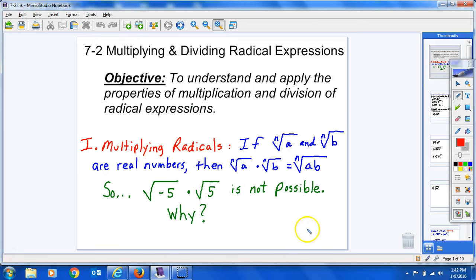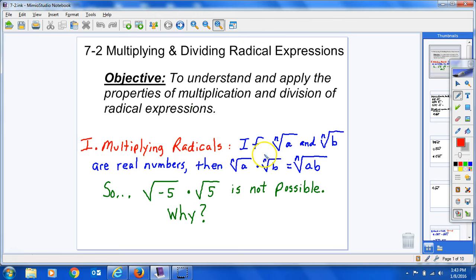Today we begin section 7.2, and as you can see by my title there, we're going to be multiplying and dividing radical expressions. What I'm going to do is divide this lesson up into two parts. This particular video will be part one, and all we're going to do is look at multiplying radical expressions. Then there'll be a separate video, part two, where we'll look into dividing. So even though it's one section, we're going to divide it up into two separate video lessons.